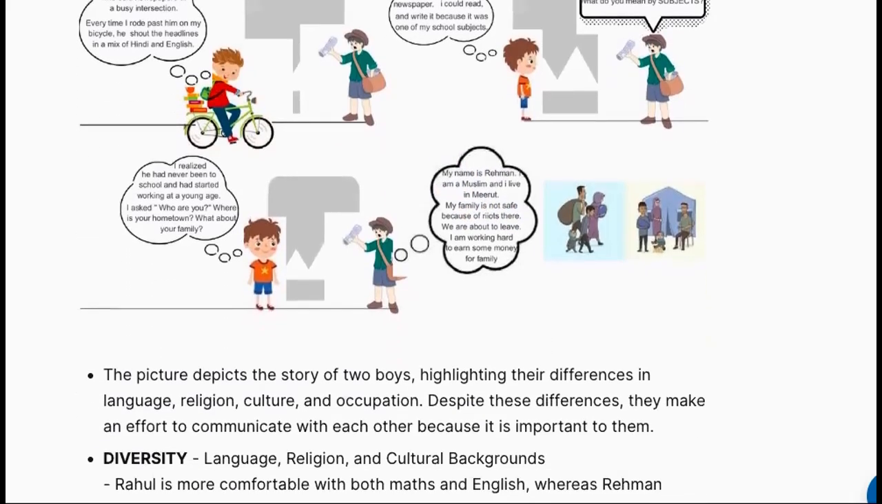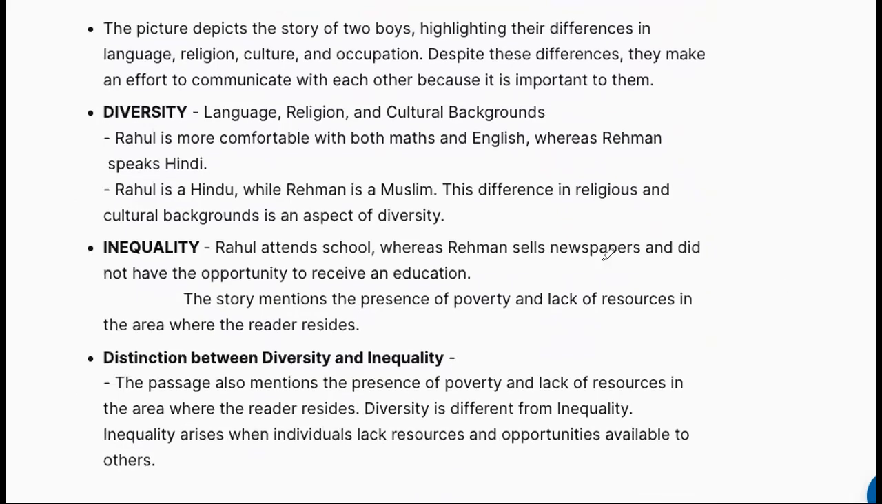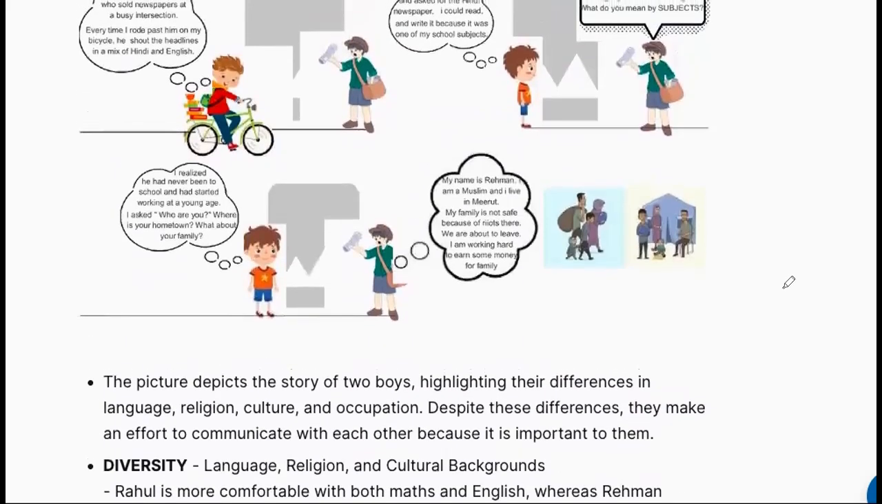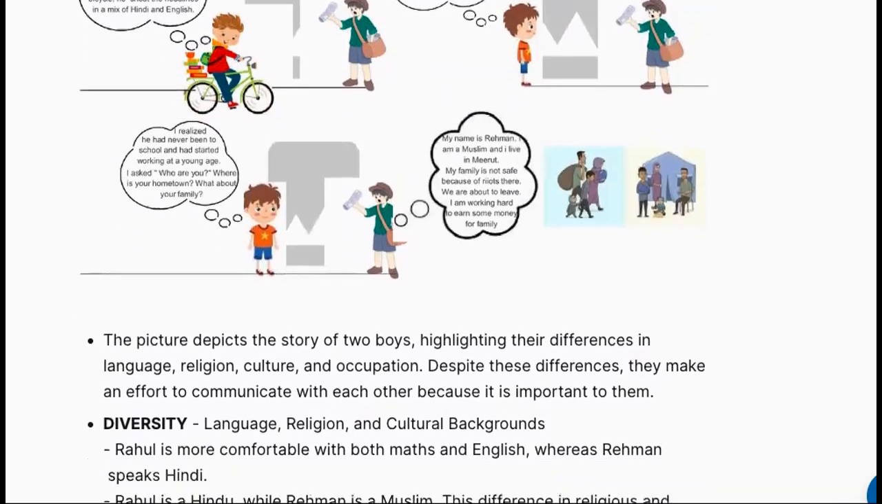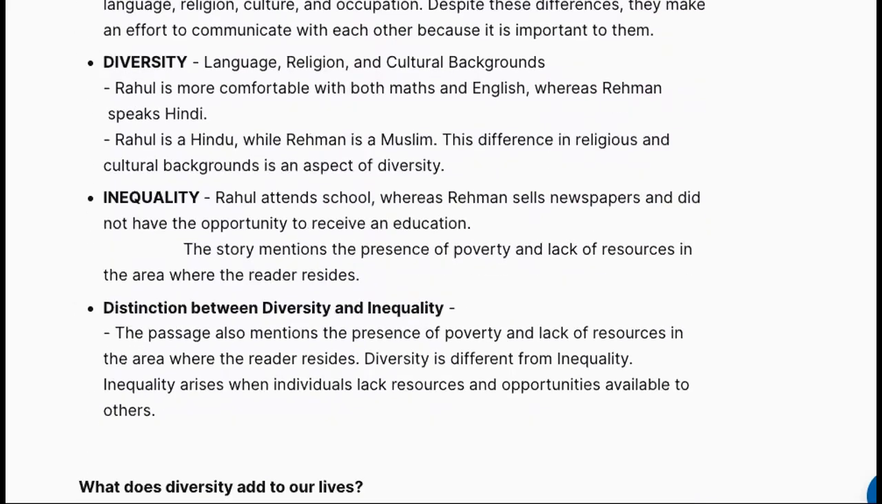We understood that there are two kinds of differences that exist in our society. One difference is on the basis of language, religion, and cultural background, and the other is present in society due to poverty and lack of resources. Like we can see that Rahul knows both English and Hindi, but Rahman only knows Hindi. Moreover, Rahul is a Hindu and Rahman is a Muslim. Also, in terms of inequality, Rahul is rich, he can go to school, whereas Rahman is poor, he cannot afford education.